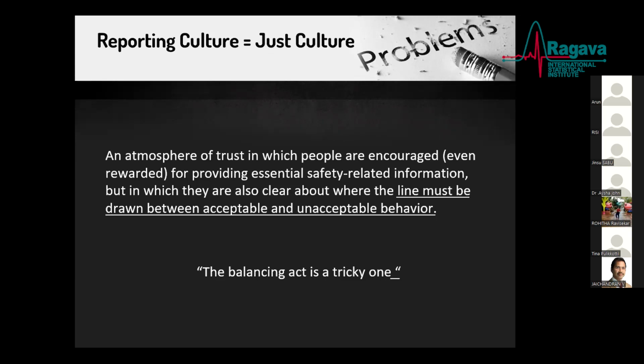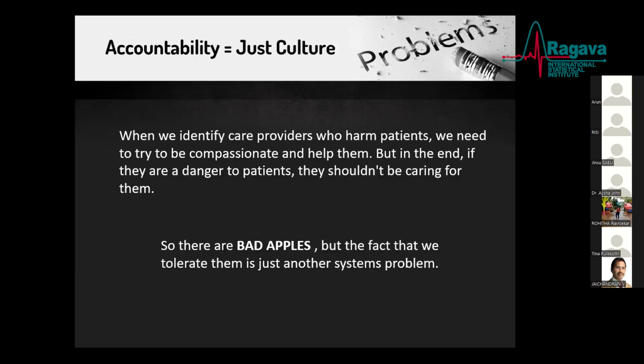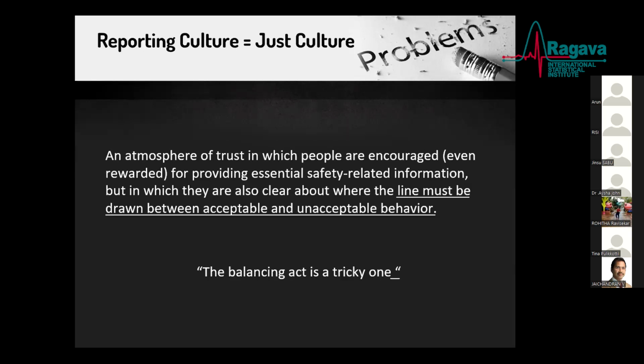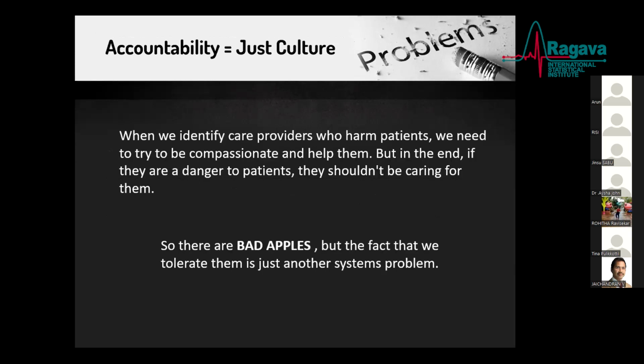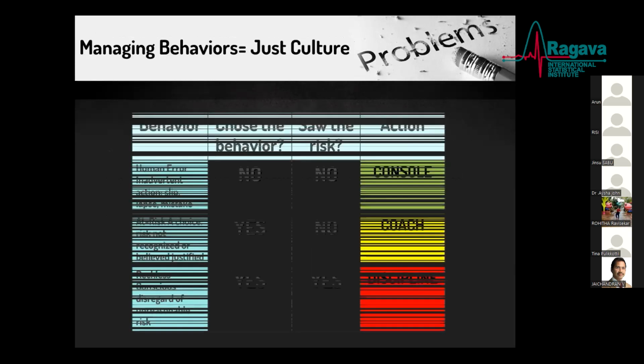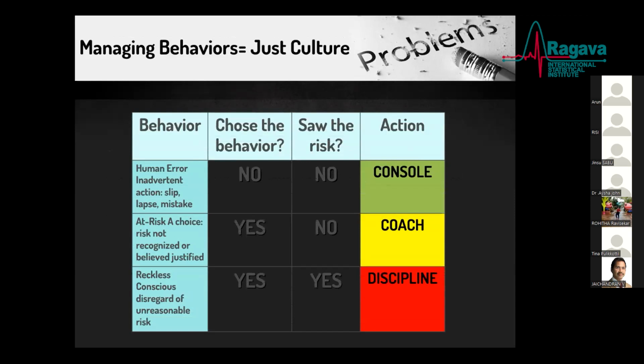In our zeal to hold the habitual rule breaker or disruptive caregiver appropriately accountable, we need to guard against creating overly punitive actions. And when we identify care providers who harm patients, we need to be compassionate and help them. So if there are bad apples, we need to tolerate them, and that is just another systems problem. So accountability and reporting culture is what is called just culture. And usually these are the following actions we take to manage behaviors.